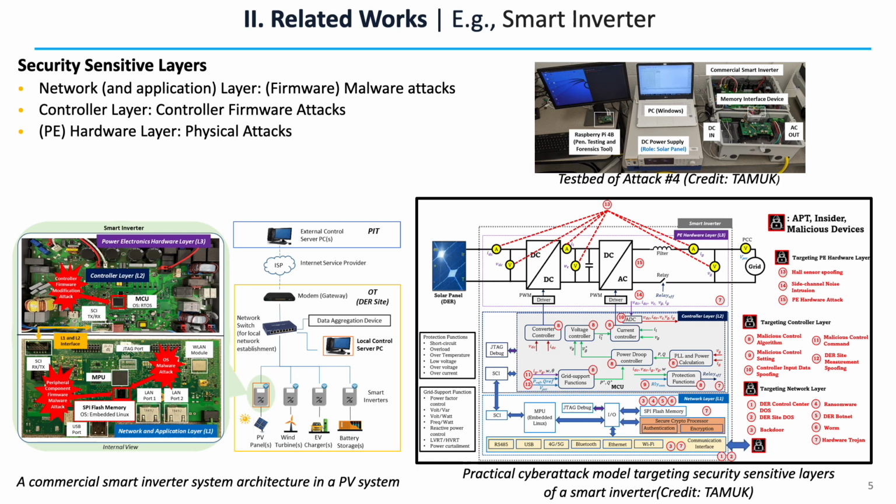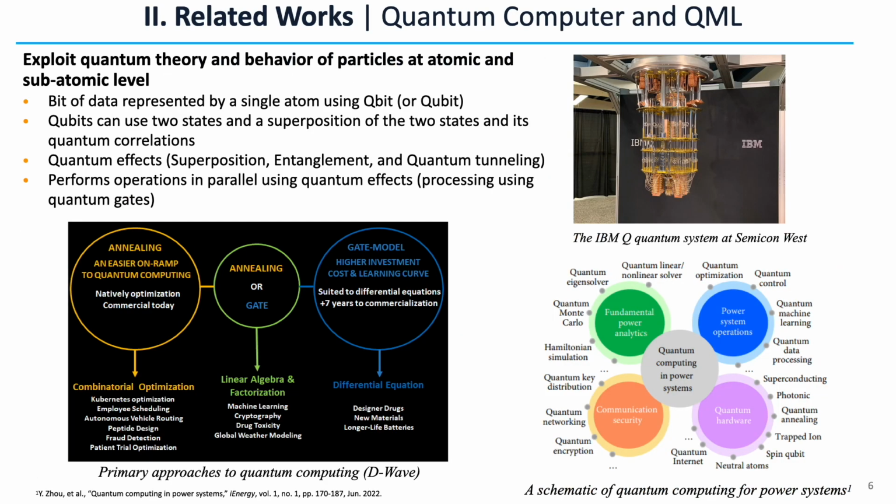The first section of the related works shows Texas A&M University Kingsville's previous work and previous research test benches, as seen on the top right, and how PV systems, especially smart inverters, are vulnerable to ransomware attacks. The second section introduces quantum computing and quantum machine learning using the visual representations as shown in the slide.